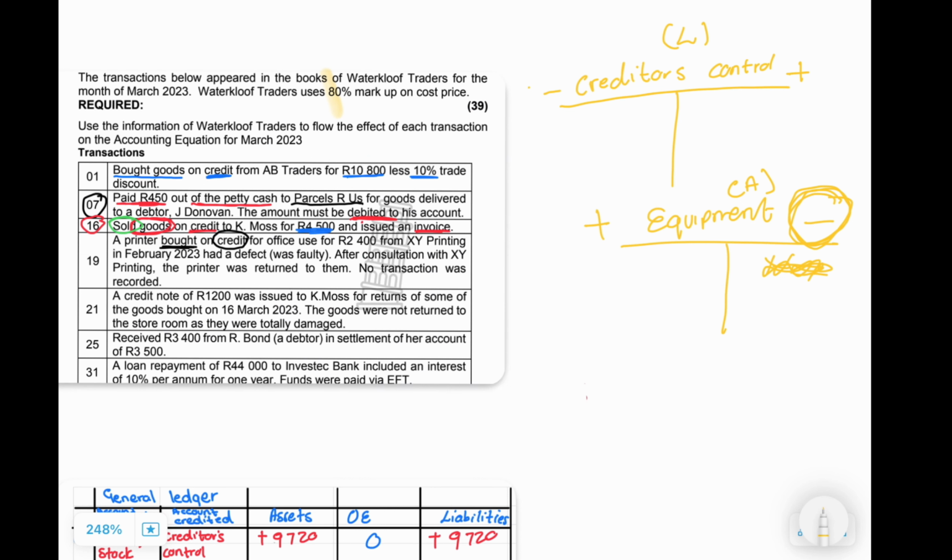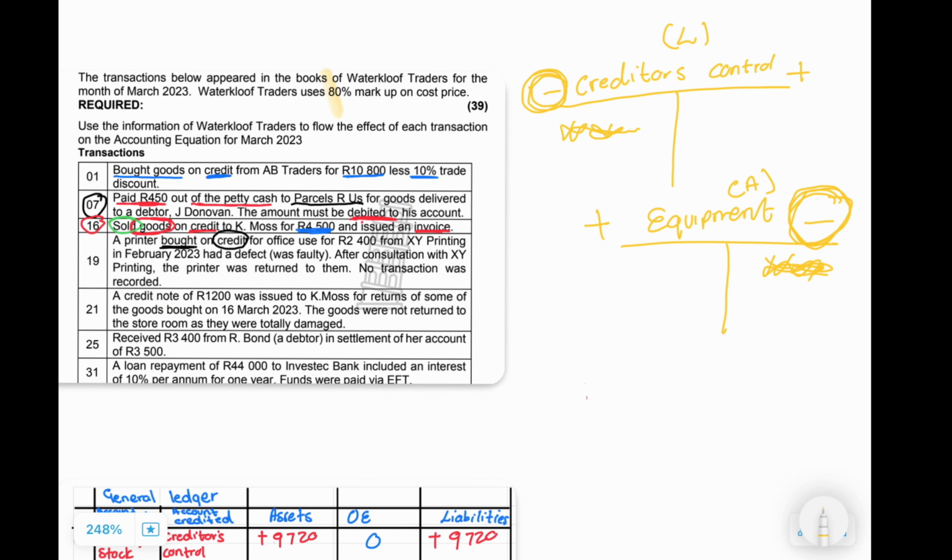Creditors control, when we bought on credit, we obviously increased our creditors control account since our debt has increased. But now the opposite happened. We returned the printer, meaning now we are no longer owing anyone that 2,400, which means we must decrease it from all the debts of the business. So our creditors control account will now be debited.